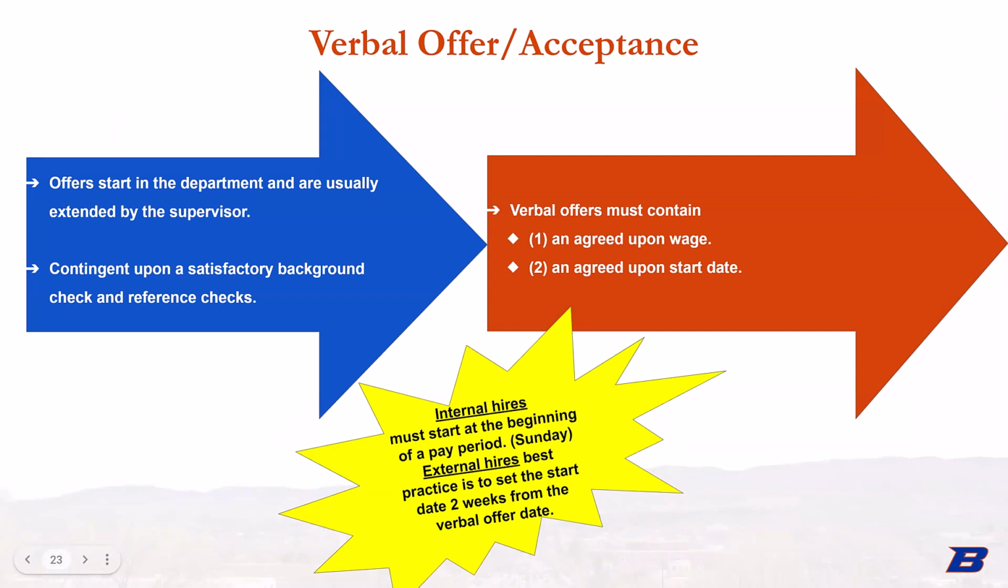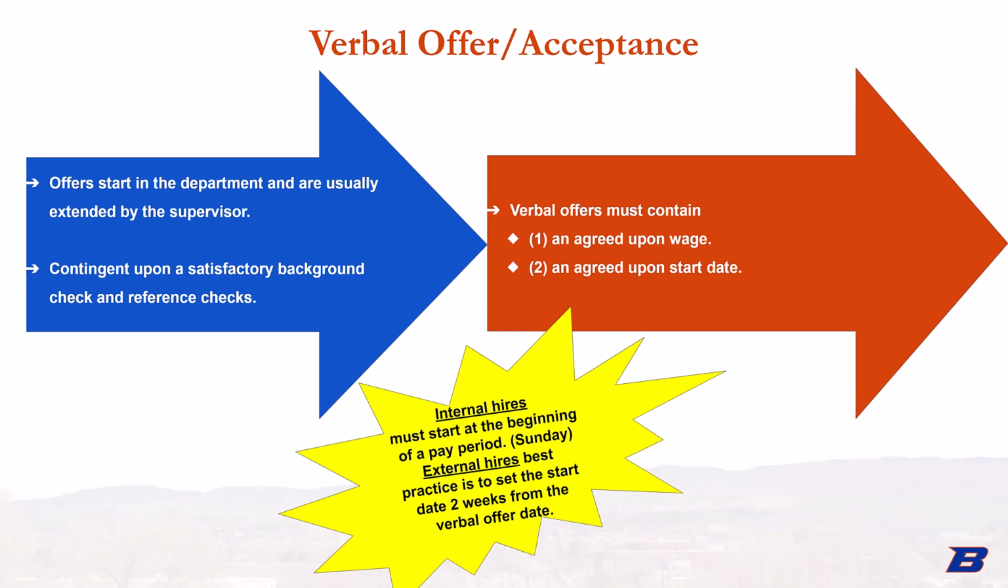Alrighty, so in taking a closer look at the verbal offer process, we wanted to note that offers start in the department and are usually extended by the supervisor. Verbal offers are always contingent on satisfactory background check and reference checks, and verbal offers must always contain an agreed upon wage and start date.